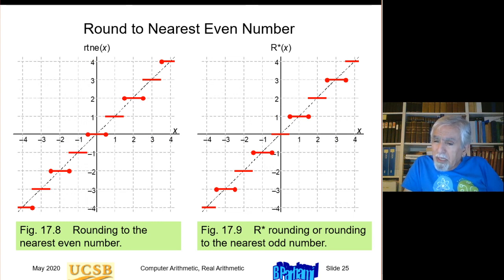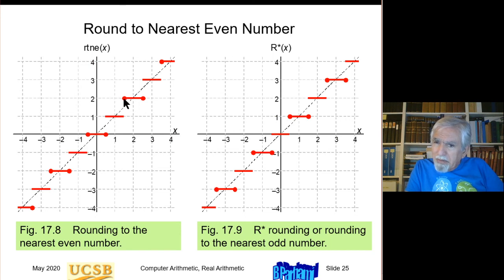Okay, there is a rounding scheme on the right of the slide called R-star rounding, or rounding to the nearest odd number. Just for symmetry, I wanted you to see that this rounding mode exists. It's not used much in practice. We use round to nearest even.